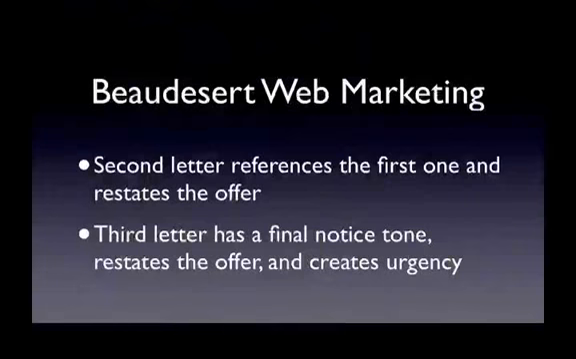So as I said earlier, you send this out as 3 messages. The second letter just references the first letter and restates your offer. So it reminds them. You might include some additional benefits. You might even add a bonus in there if they take you up on it now. And then the third letter has a final notice tone. You don't want to be too heavy-handed with it, but just mention that this is the last time they're going to get it. They're going to miss out. It's going to expire in a few days. You restate the offer and create some urgency.